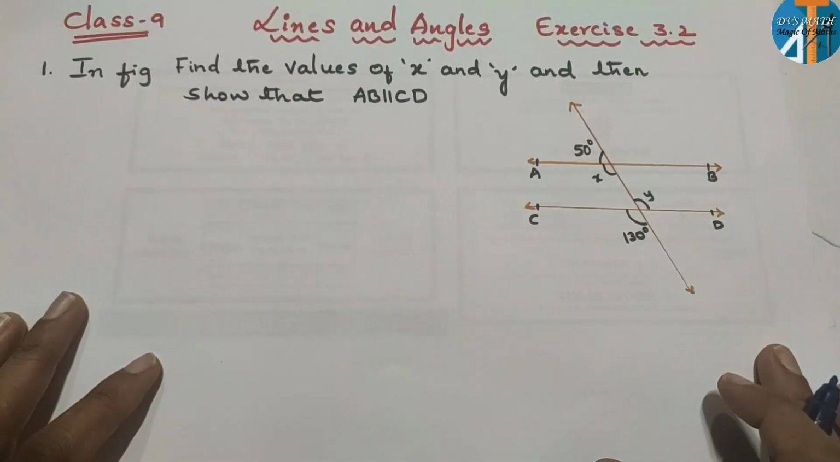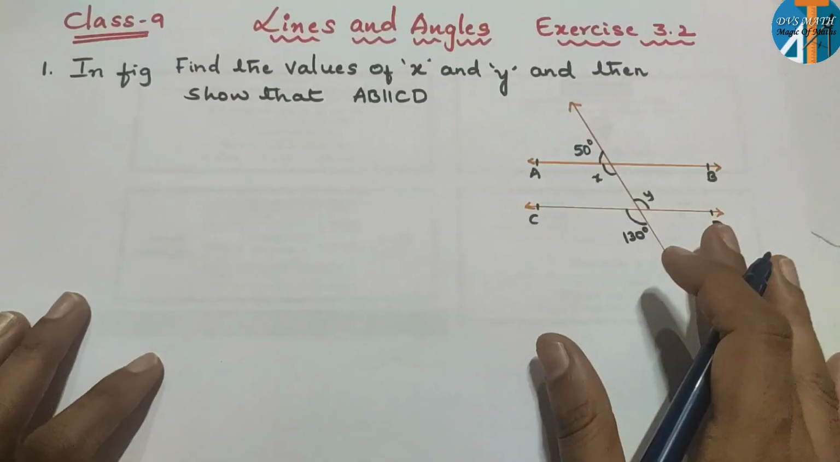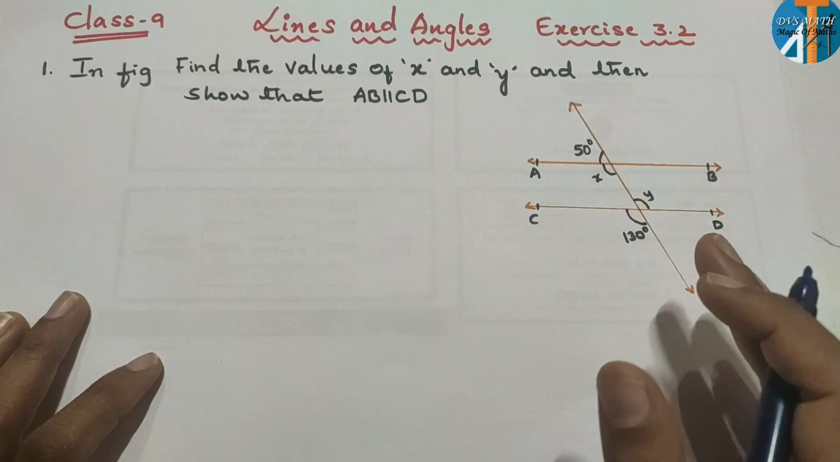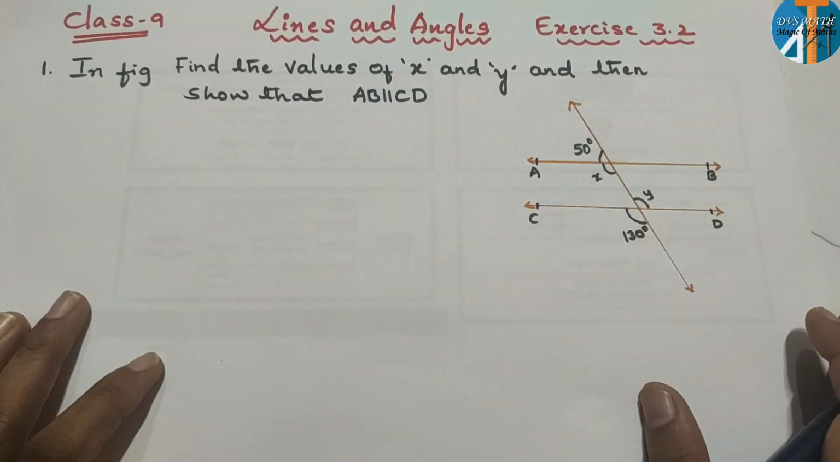So continuing class 9th lines and angles exercise 3.2. In my previous session we discussed some basic concepts related to transversal, like corresponding angles, alternate angles, etc. Now using those concepts we are going to solve problems. So let us begin. Question number 1.